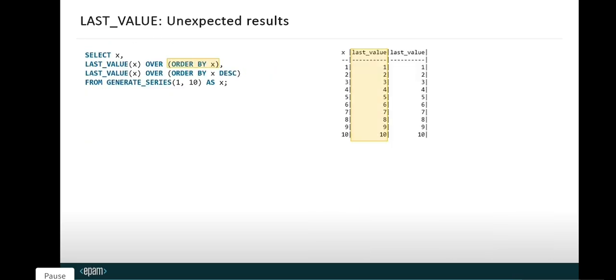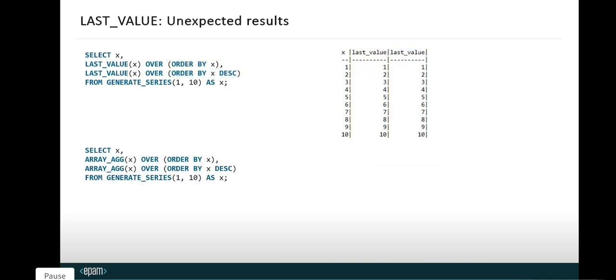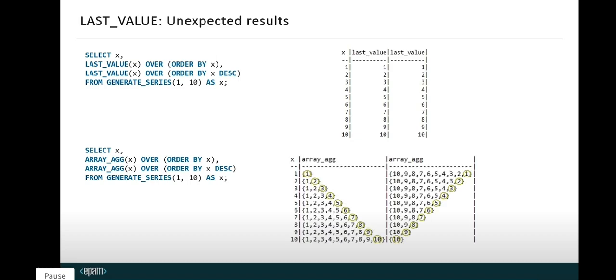Let's consider one more example. We change the sorting direction of the column X, however, we get the same result. The aggregate function array_agg can explain such behavior. The function collects an array of the values from the first row to the current one. Changing sorting direction while forming these arrays, we get different datasets. However, if we pay attention to the last values of these arrays, they will always be the same.